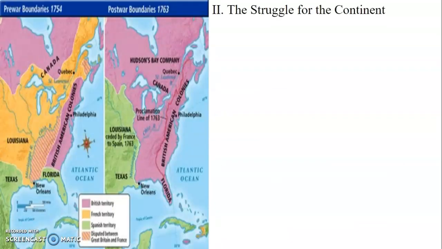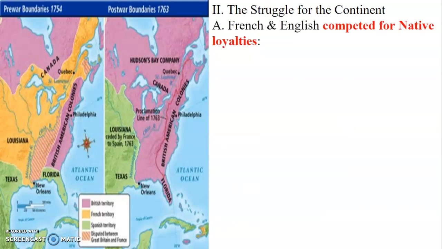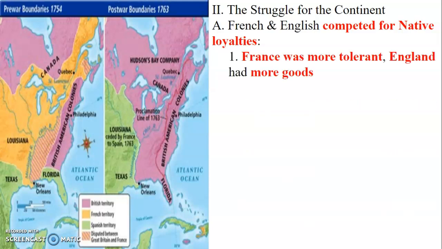We have the struggles for the continent. Remember, even though we have the 13 colonies that were established, there was still a lot of land. There was still a lot of conflict with the Native Americans and competition with other European powers like the Spanish and the French. So the French and the English competed for Native American loyalties. Remember, the English did not treat the Native Americans that well. That's why we were trying to get on better footing with the Iroquois. The French had a more tolerant approach to the natives than the English had. That's why they liked them better. But the English did have more goods.